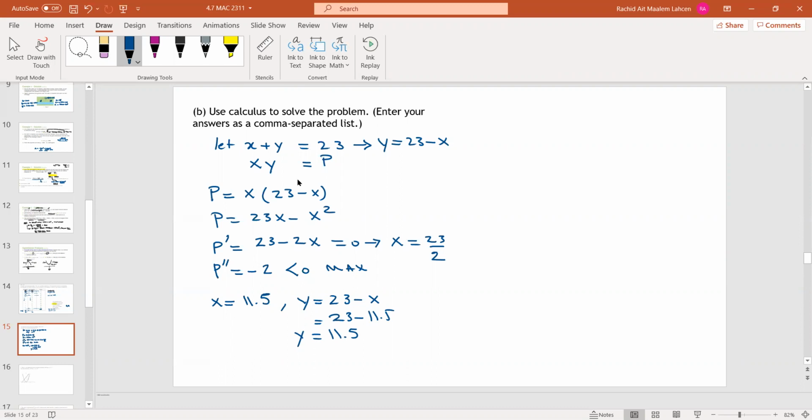So you can see, note, when we did the estimate, we found 11, 12, and when we did the calculation, we found 11.5, 11.5.